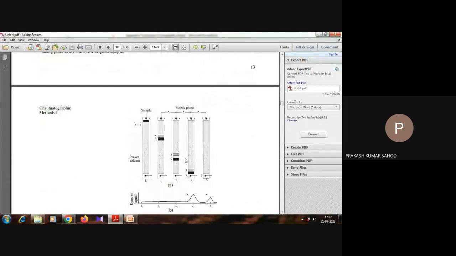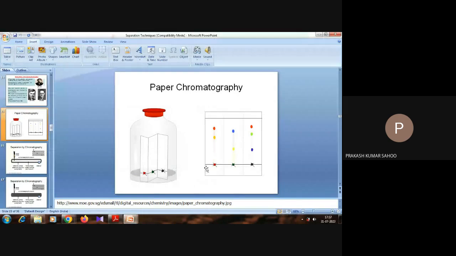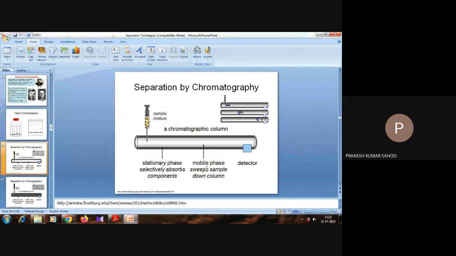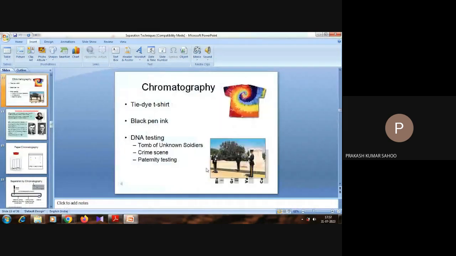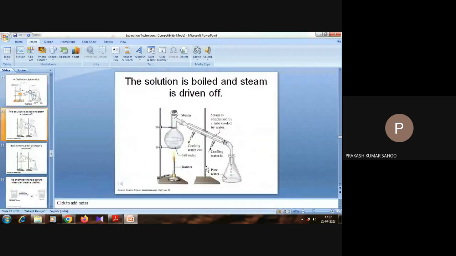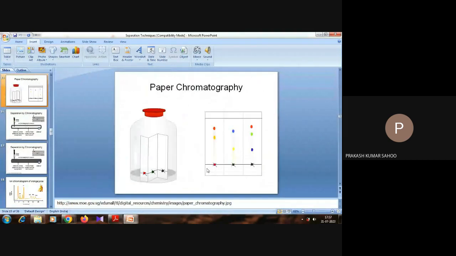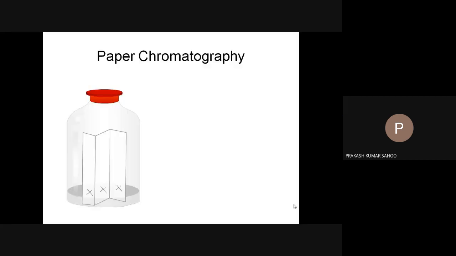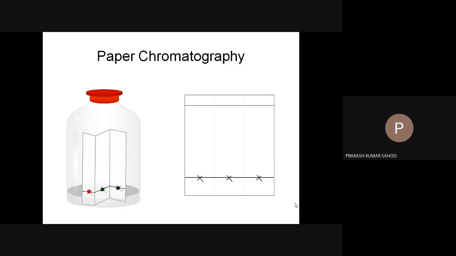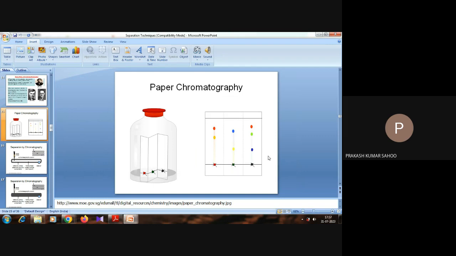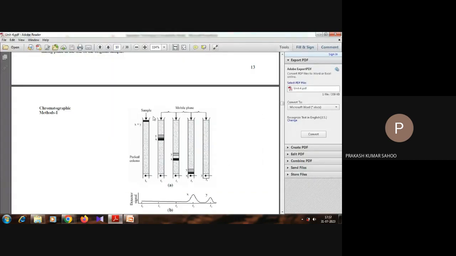The elution of column is this one. This is known as elution of column. This step is known as elution of column. Just see, the constituents are separated on the basis of their adsorption or interaction with the stationary phase.